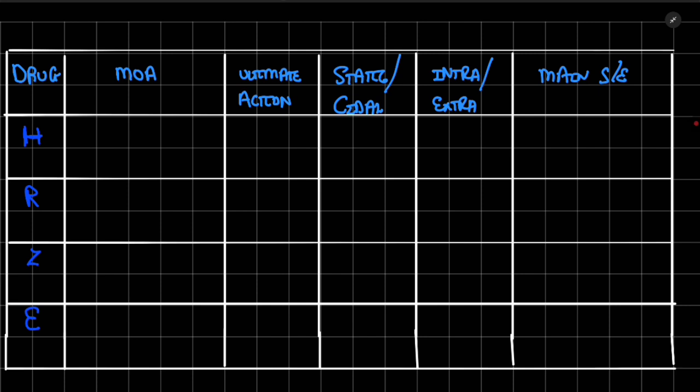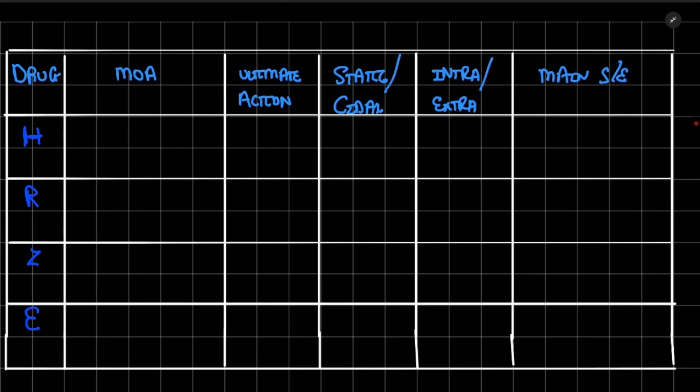So the table which I had spoken about, the summary of the first line drugs, so here it is. To make this table we should make 6 columns, where the first column stands for the drug name, then the mechanism of action, then the ultimate action of the drug, then if it is a static or a bactericidal drug, then it acts intracellularly or extracellularly, and lastly the main side effect. This will cover the major chunk of first line drugs, like fingertip information of each drug.